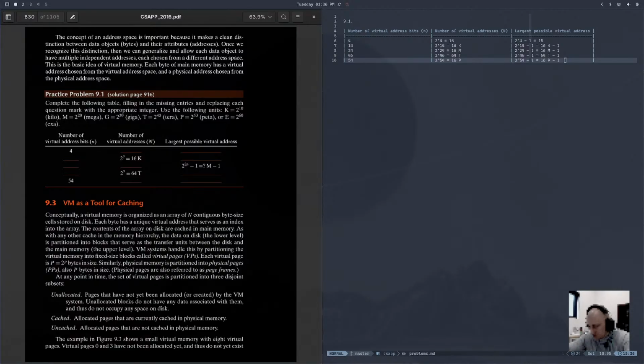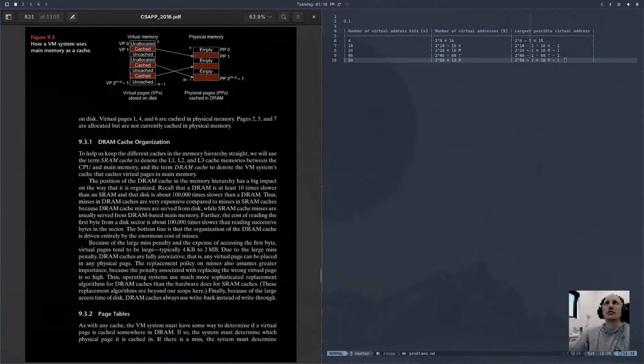The example in figure 9.3 shows a small virtual memory with 8 virtual pages. Virtual pages 0 and 3 have not yet been allocated, and thus do not exist on disk. That would be this one and this one. Virtual pages 1, 4, and 6 are cached in physical memory. Pages 2, 5, and 7 are allocated but are not currently cached in physical memory.